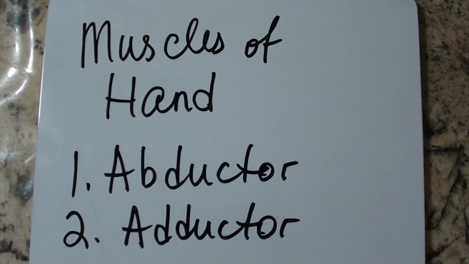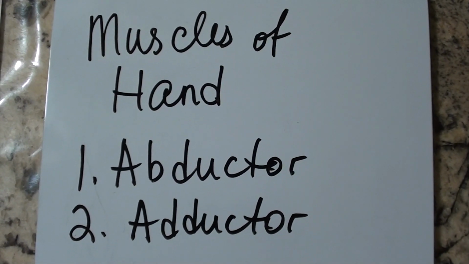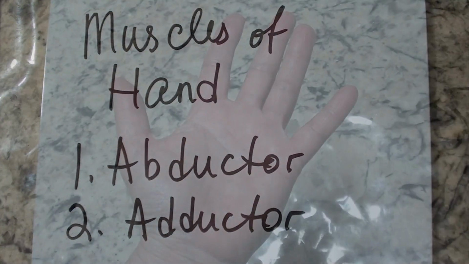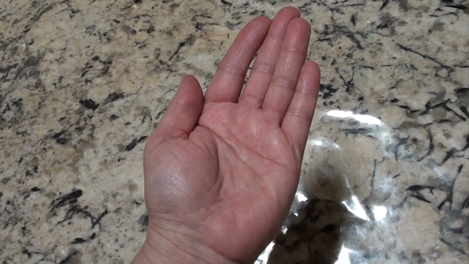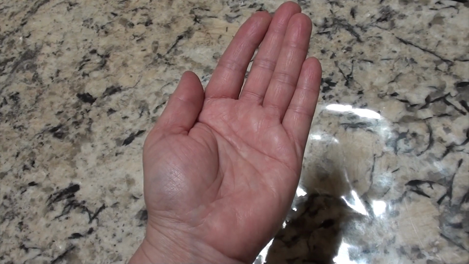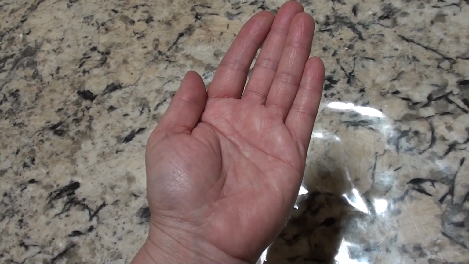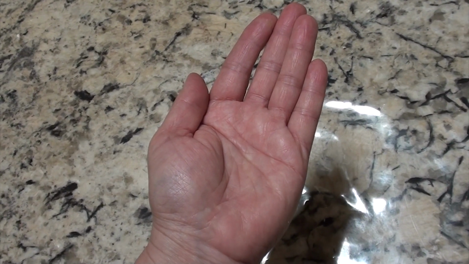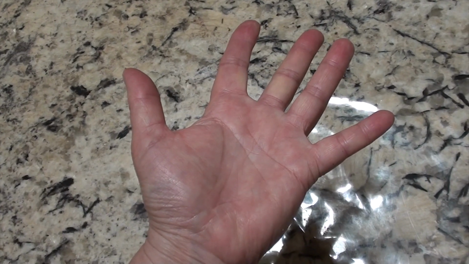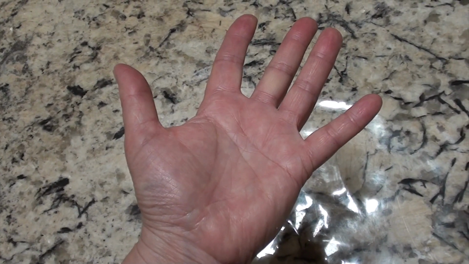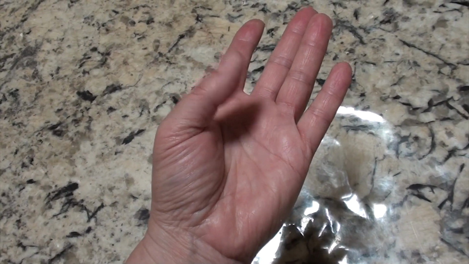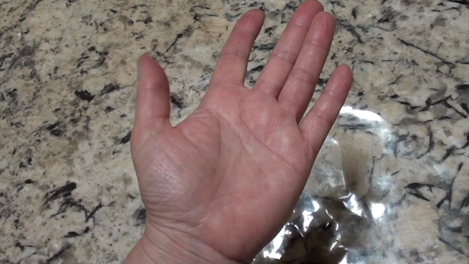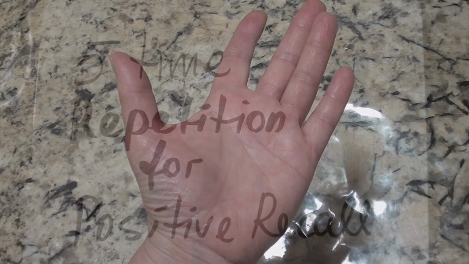Muscles of the hand: abductor and adductor. Adductor adds the fingers together. Abductor abducts them away from each other, or just separates them. The muscle on the opposite side below the finger is called opponens, the muscle under the thumb.